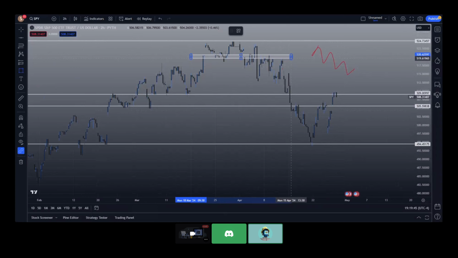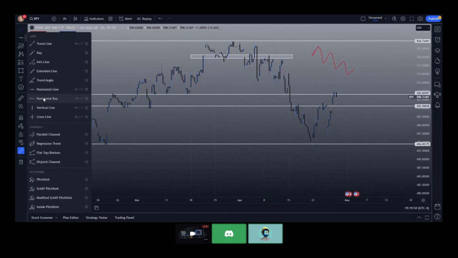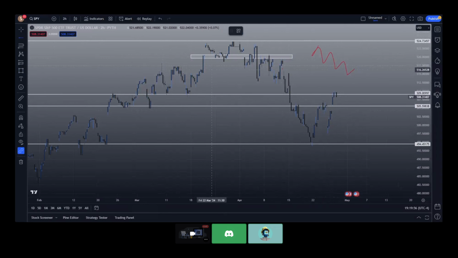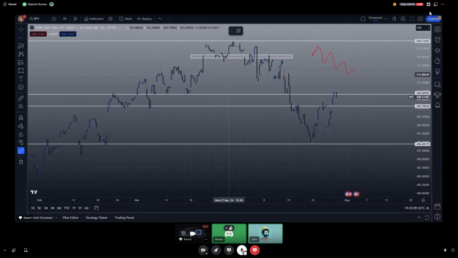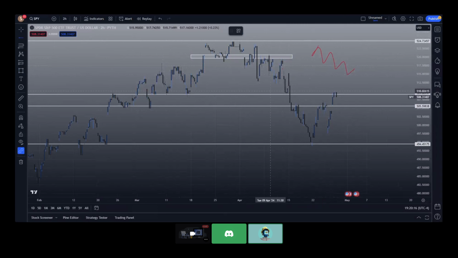And one thing I'm gonna help you with too is, instead of using the horizontal line, I want you to use the ray instead. So use the horizontal ray and then just put it where you see the sellers. Don't make it go all the way back. Just put it where you see sellers, so you're only focused on that, because you want the most relevant information. You don't want to think about anything else. That's going to allow you to actually just focus on your trade easier.